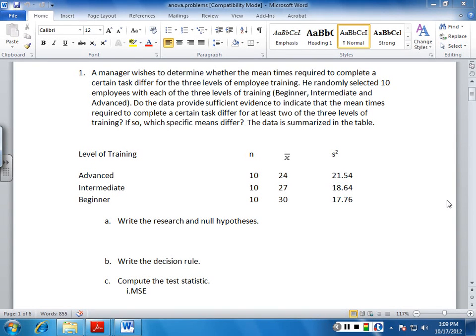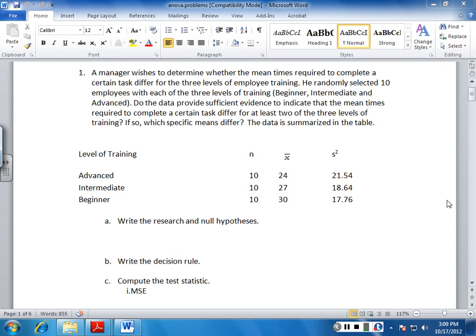Okay, if you don't already have them with you, this is going to be a problem with analysis of variance. Please make sure that you print and have available for you the formulas for analysis of variance, the F table, and the Q table. In the course of working each of these problems, we'll need all three of those.